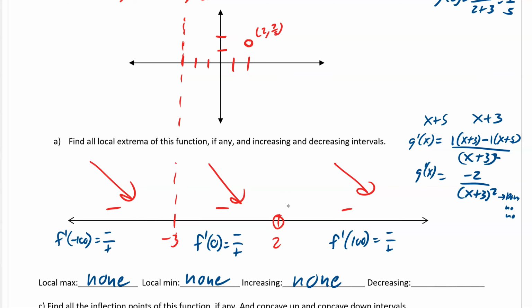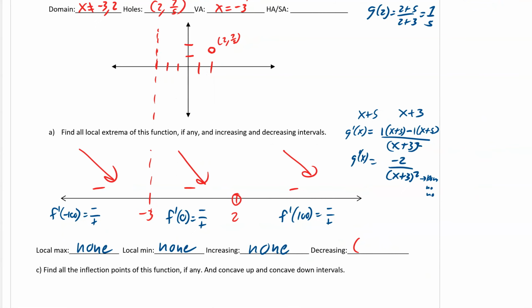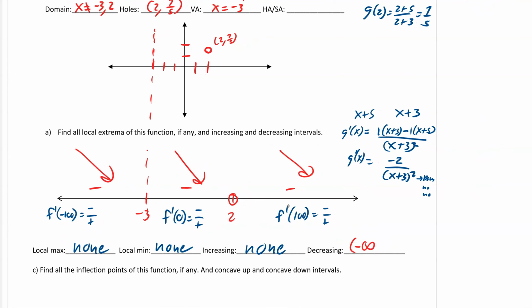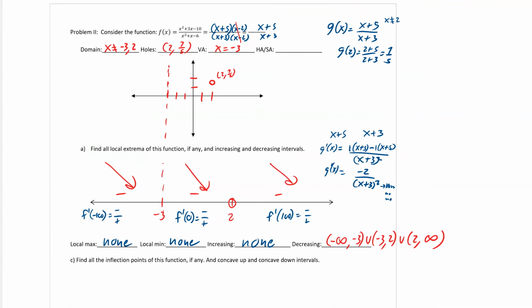And it's decreasing from, and you can't say negative infinity to infinity. We have to break it up. So negative infinity, comma, negative 3, union, negative 3 to 2, union 2 to infinity. And so there we go.